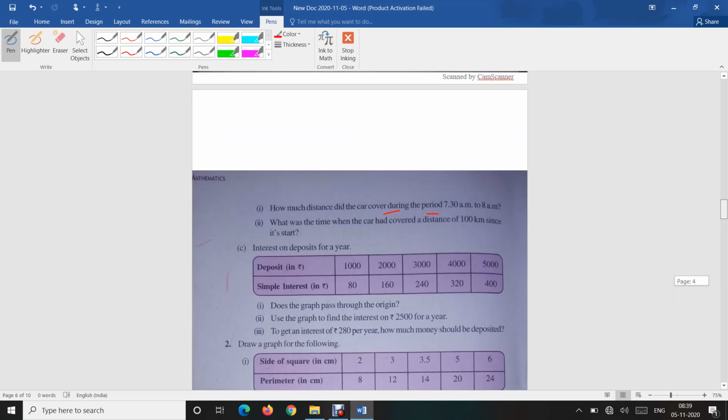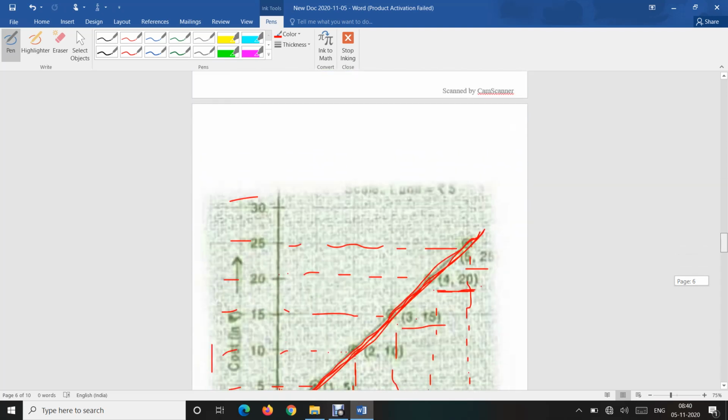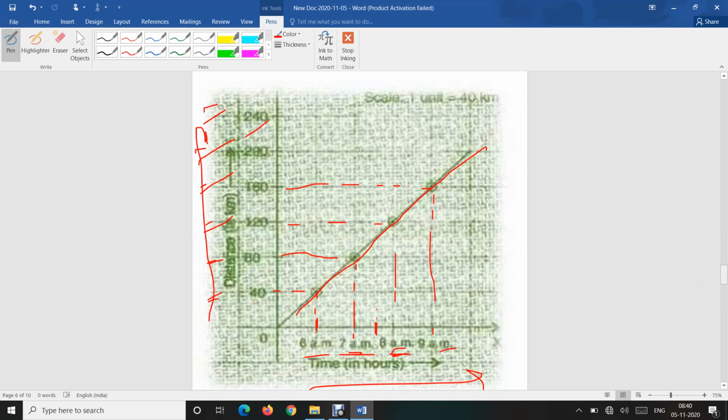Now the next question is: what was the time when the car had covered a distance of 100 kilometers since its start? When the car starts, that means from 0, and when the car covered the distance of 100 kilometers, that means somewhere here. So what would be the time?